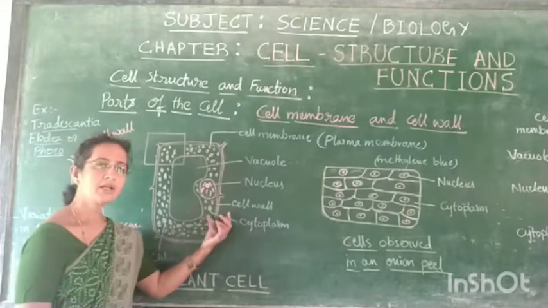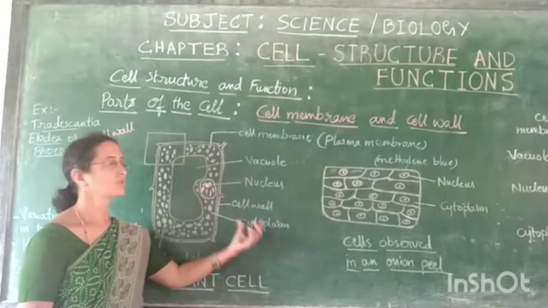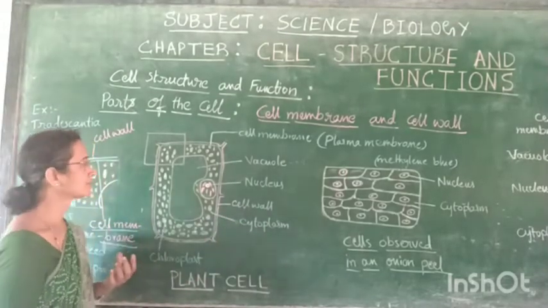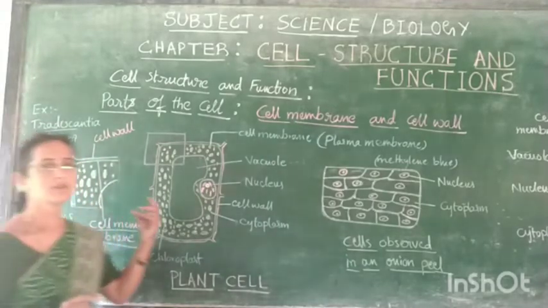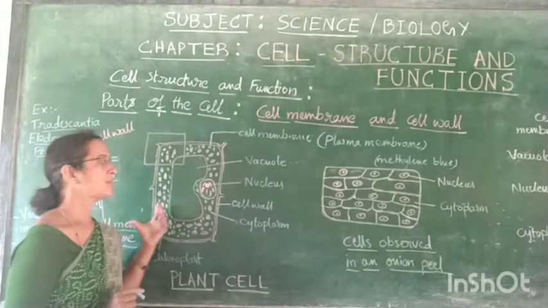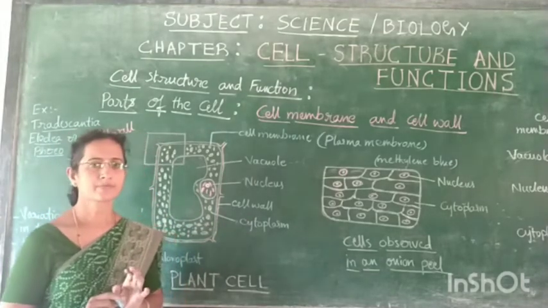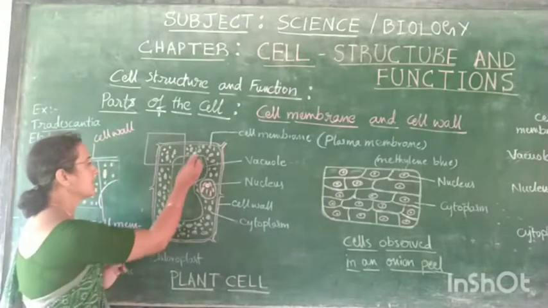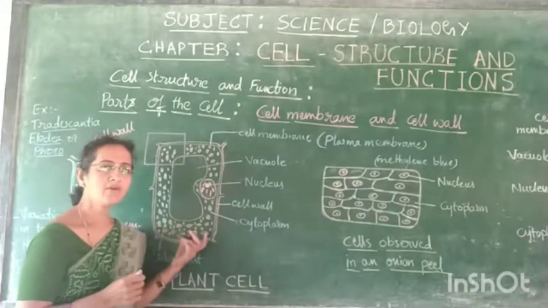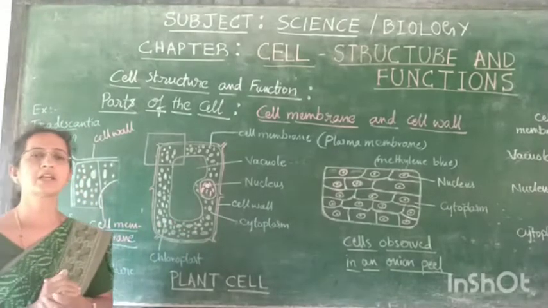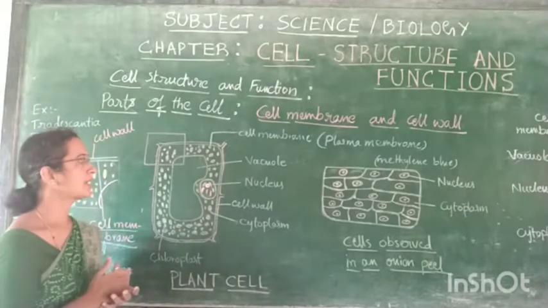Here the cell membrane allows substances to move inside the cell as well as to go outside the cell. And what about the cell wall? So why do we find the cell wall only in the plant cell, whereas the animal cells do not have a cell wall? See, the cell wall is a very thick membrane. This cell wall is made up of certain chemical substances like hemicellulose, pectin, and so on.